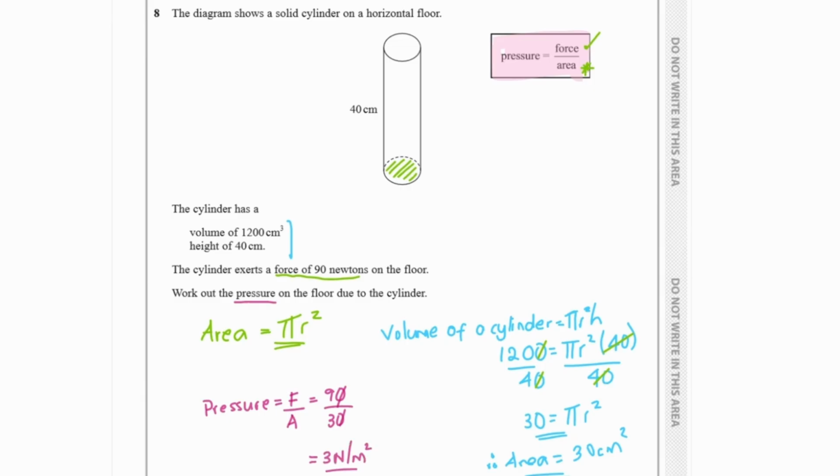meter squared. So here we would get 1 mark for identifying that 30 is the area of the circle. We will get another mark for putting the values correctly into the formula, and the final mark for getting a correct answer of 3 Newton per meter squared.